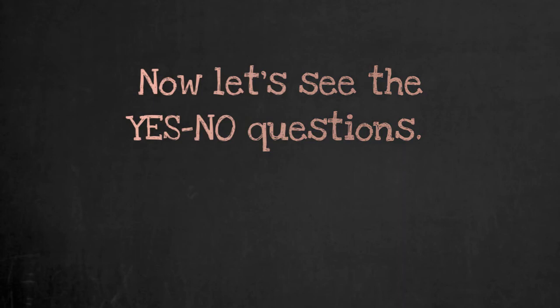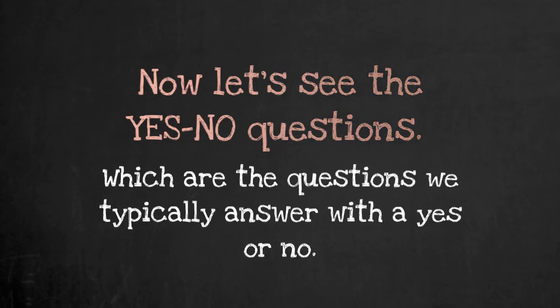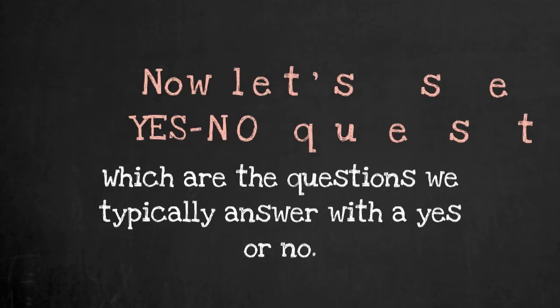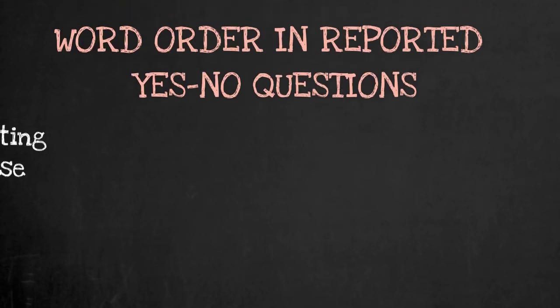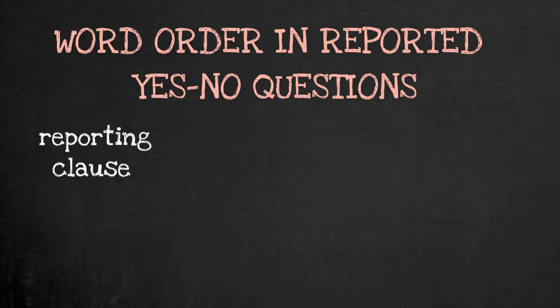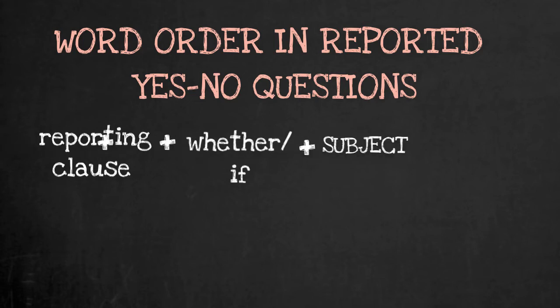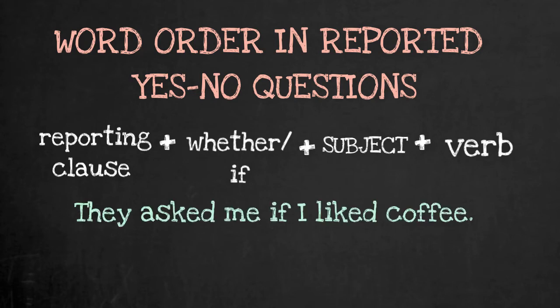Now let's see the yes/no questions, which are the questions we typically answer with a yes or no. Word order for these reported questions is the reporting clause plus whether or if, we can use both forms, plus a subject and a verb or a verb phrase.